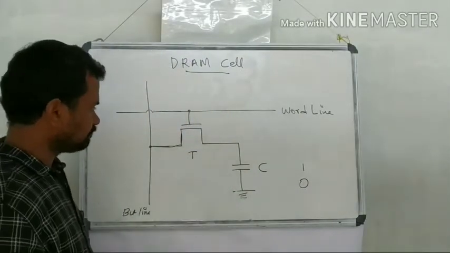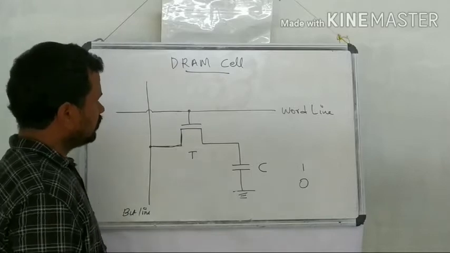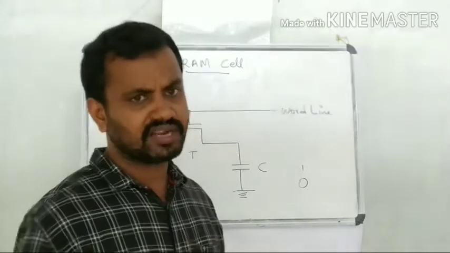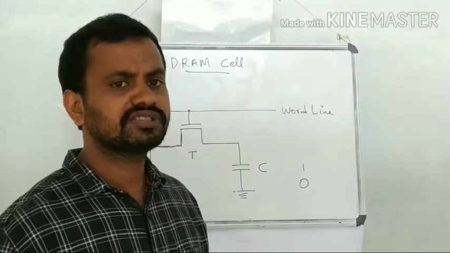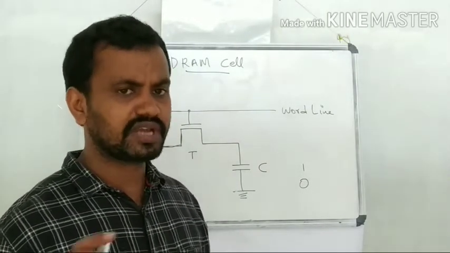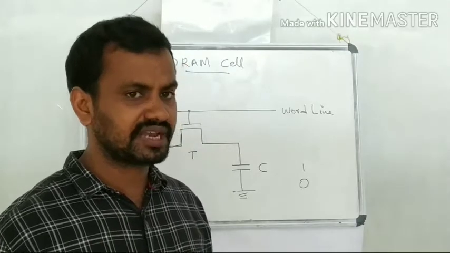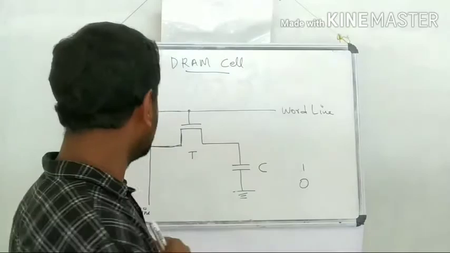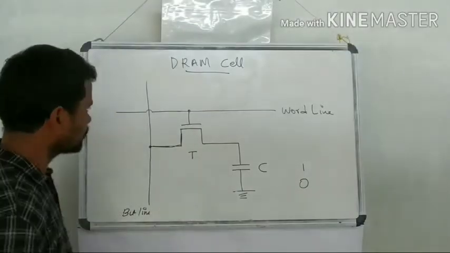The number of transistors in this case is only one, as compared with the static RAM. In the case of static RAM, you have to use 6 transistors. That is why static RAM is more expensive compared to the DRAM.